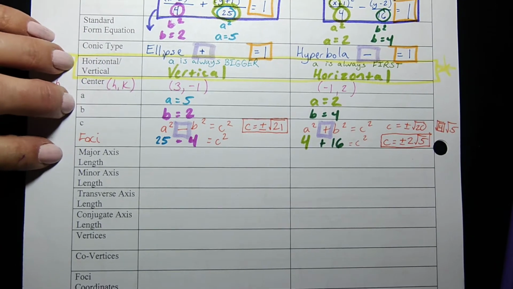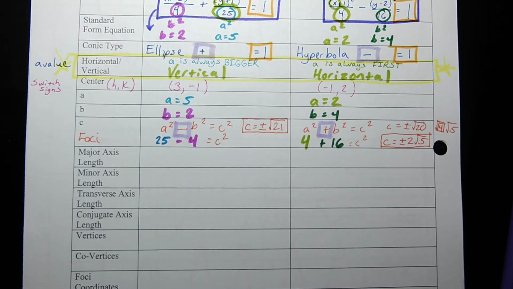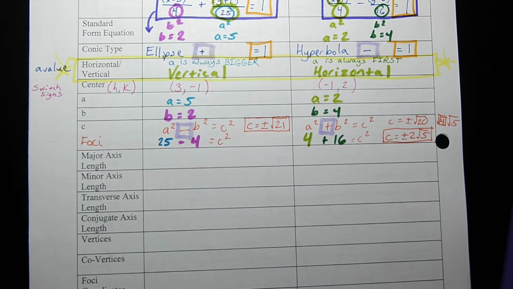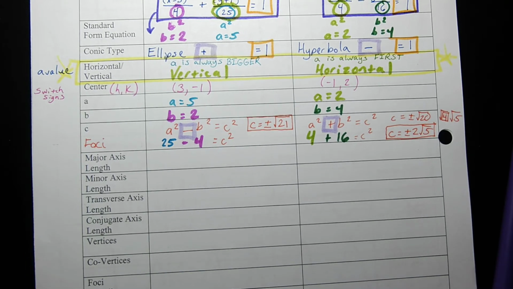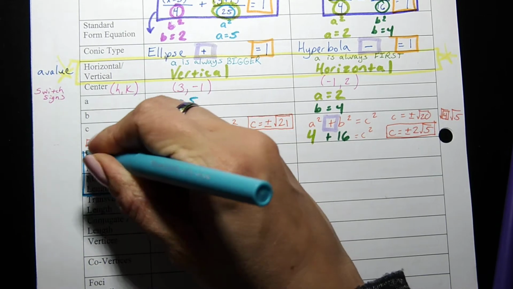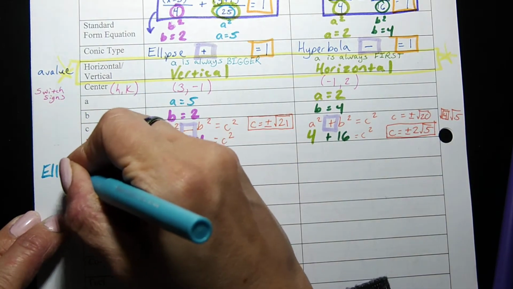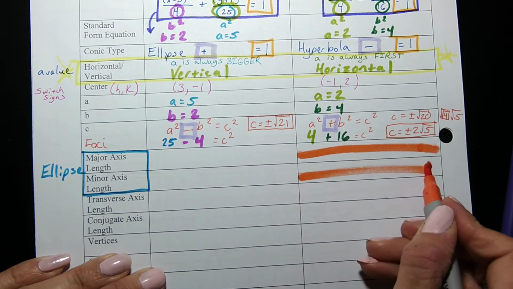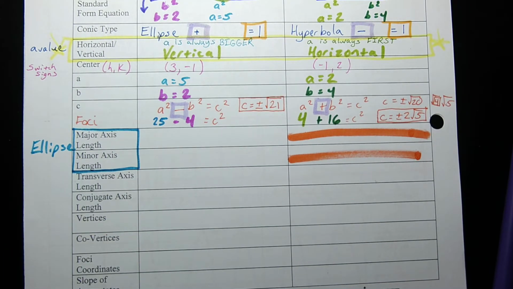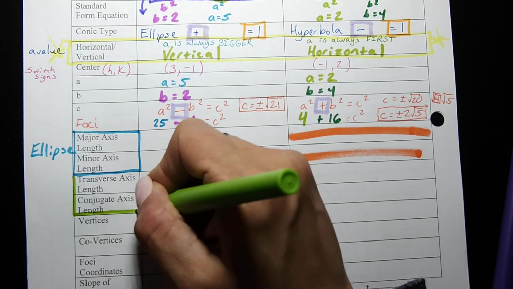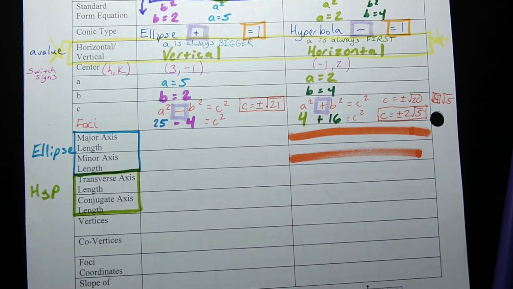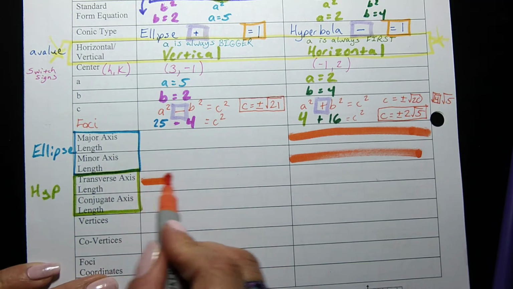So in this section, we get into the vocab. So who's got a major and minor axis, hyperbola or both? Only the ellipse. So nothing for the hyperbola, nothing for the hyperbola. Who's got a transverse axis and a conjugate axis? Hyperbola. Right? So, nothing for the ellipse there.